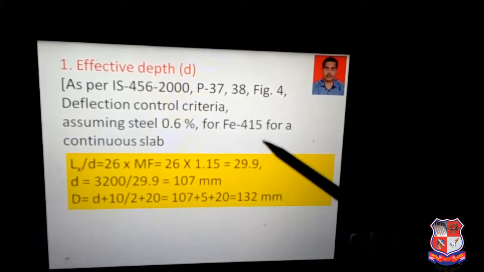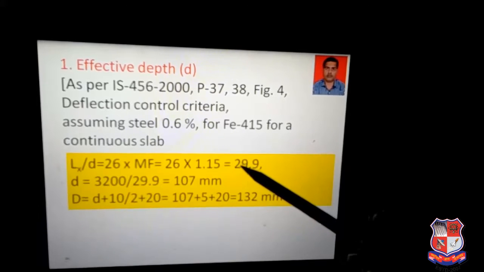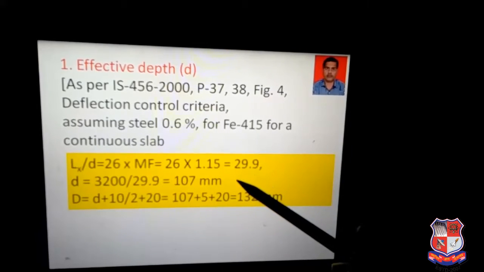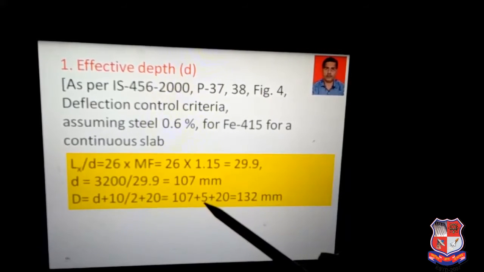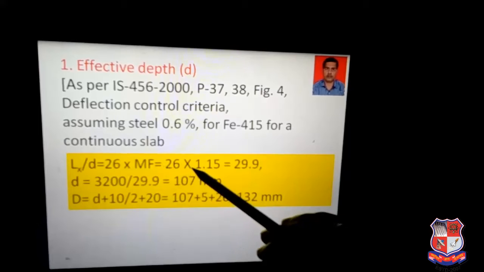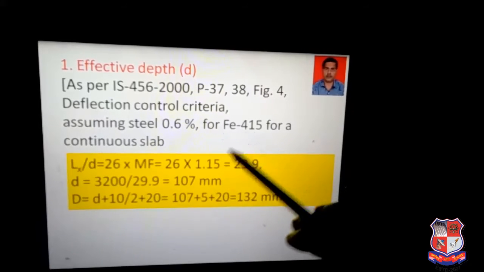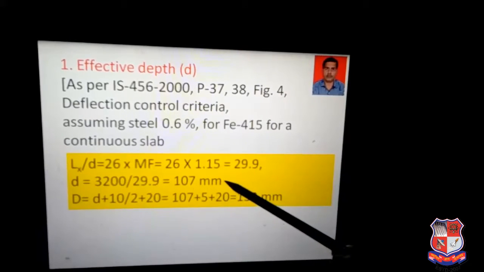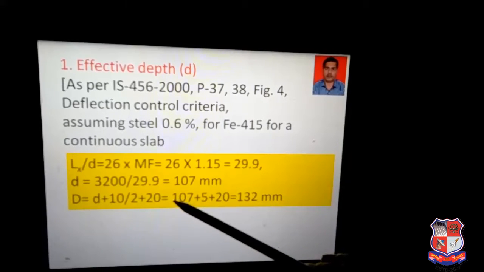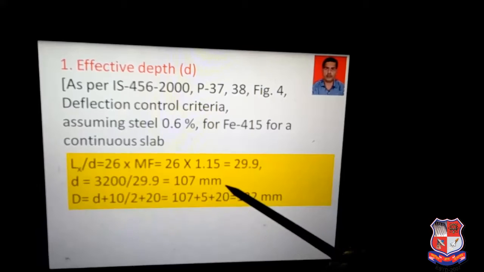So as per IS 456-2000, page 37-38, figure 4, from deflection control criteria, assuming a steel percentage of 0.6% for Fe415 for a continuous slab, from figure 4 we get L/D ratio 26 multiplied by the modification factor. For this percentage of steel we get 1.15 from figure 4, so this becomes 29.9. Now d becomes Lx by 29.9, that is 3200 millimeter by 29.9, that is 107 millimeter.